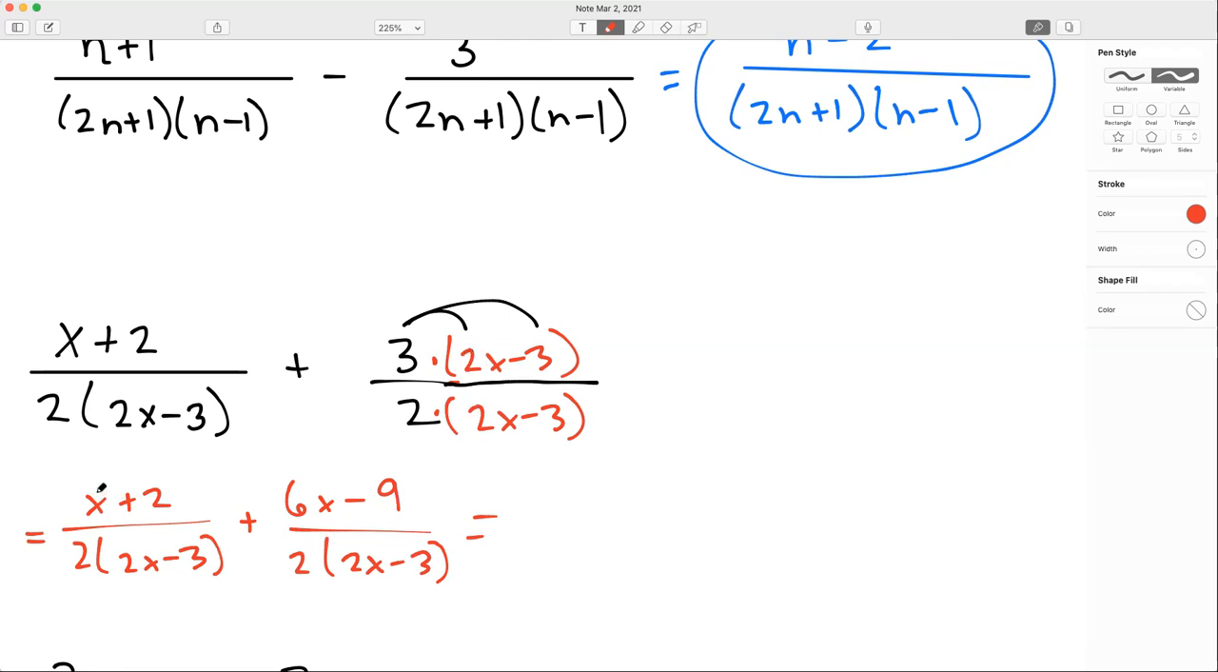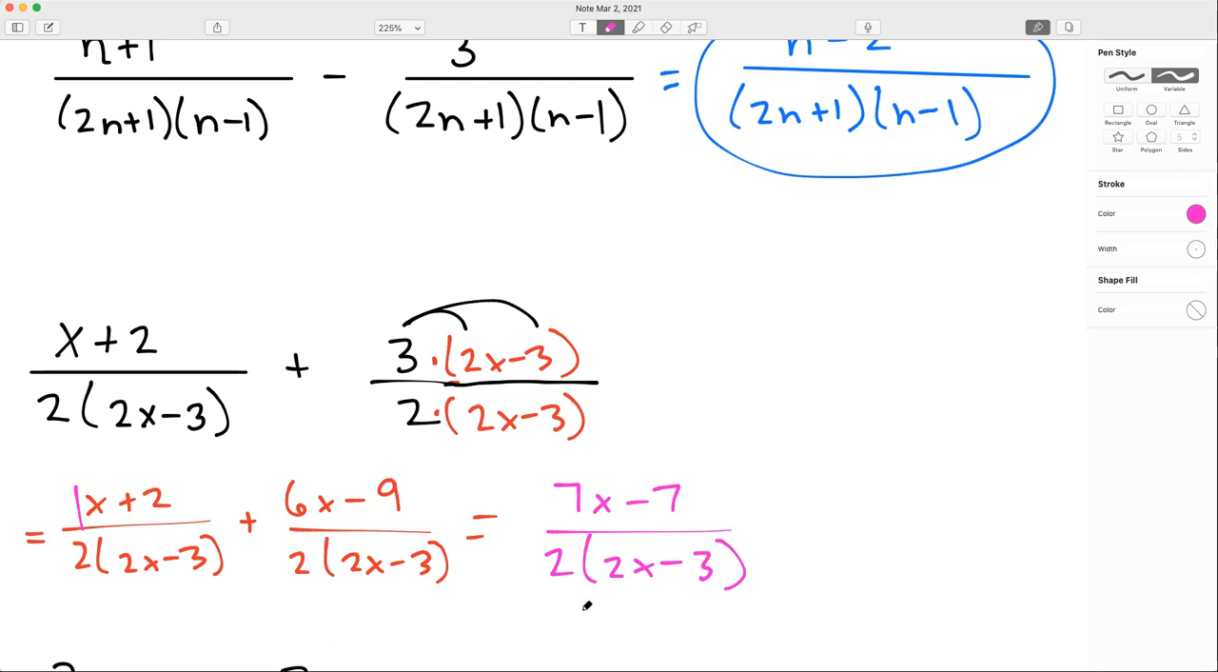Now we just combine like terms. X, well, there's a 1 here. Don't forget that. There's a 1 here. 1x plus 6x, 7x. 2 minus 9, that's negative 7. And then in the base, or the denominator, we have 2 times 2x minus 3 still.